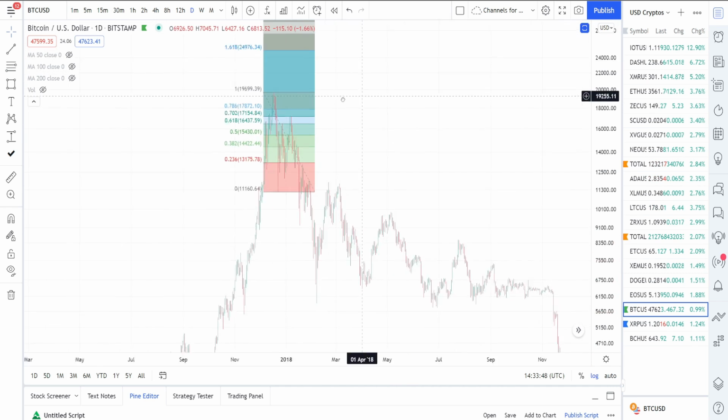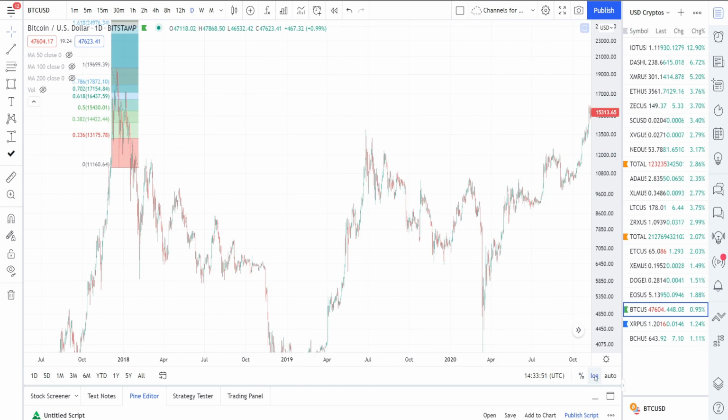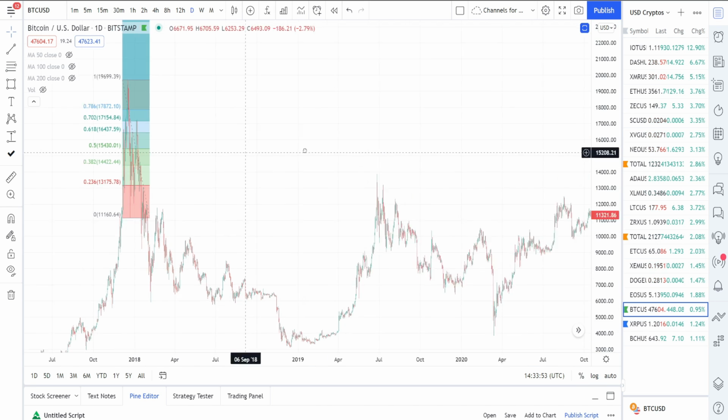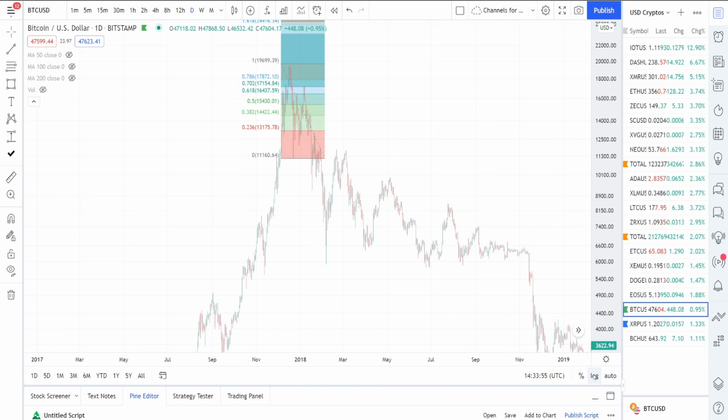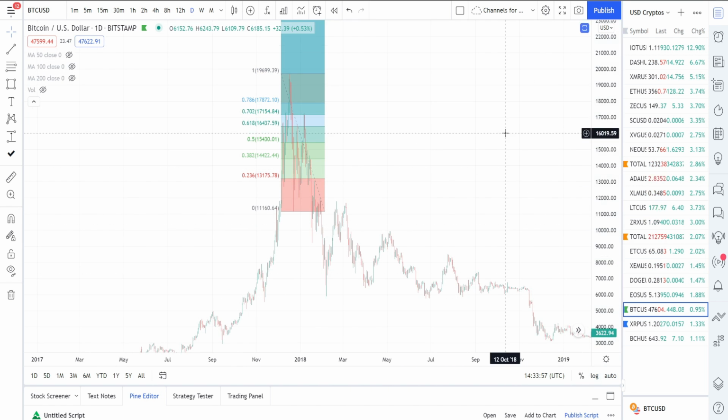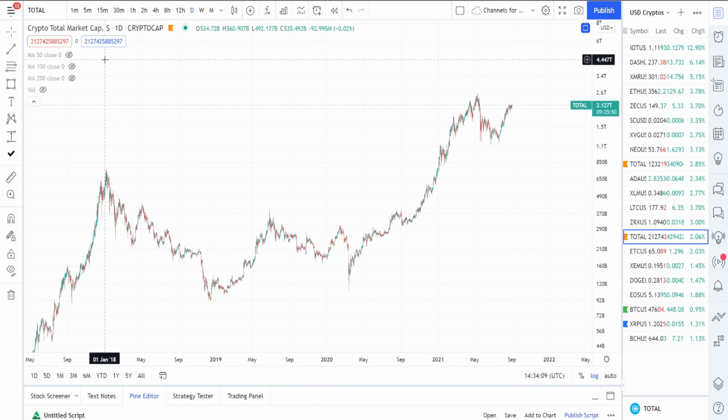So I like to use standard fibs regardless if I'm looking at a log scale or not, because it does not change the fibs if I take us off of log scale or on log scale. Doesn't matter. Another thing here is that we've been talking about the total market cap of all of crypto, right?